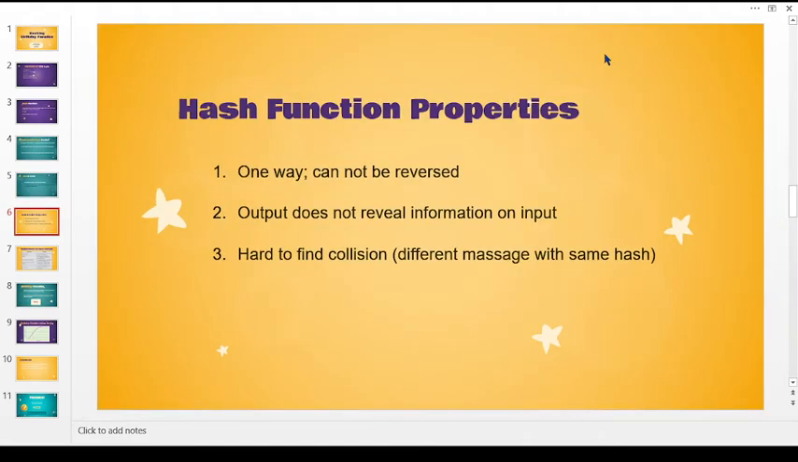Hash function properties. Previously we discussed there are two properties. One is one way and another is collision free. One way means it cannot be reversed. The output does not reveal information on the input, and it is hard to find a collision, that means different messages with the same hash.